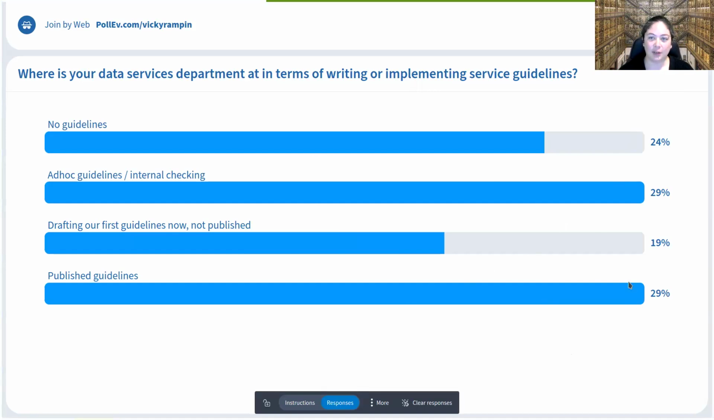Okay, great. So we're going to have a good chance for some people to start drafting and some people maybe to solicit some feedback on their own guidelines. Thanks for participating in that. That's a really interesting spread.